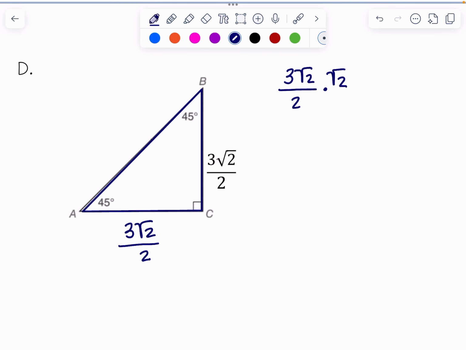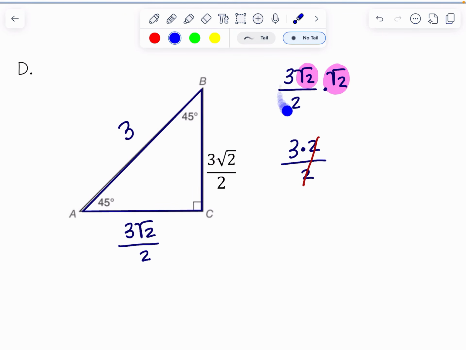If I multiply it by the square root of 2, notice I have square root of 2 times square root of 2. When we square a square root, it undoes itself, so that just ends up being 2. So I end up with 3 times 2 over 2. The 2's cancel, leaving me simply with 3. So here, I took my leg, I multiplied by the square root of 2. These, because you squared a square root, we're just left with the inside, and then the 2 on the top canceled with the 2 on the bottom to give me just 3.